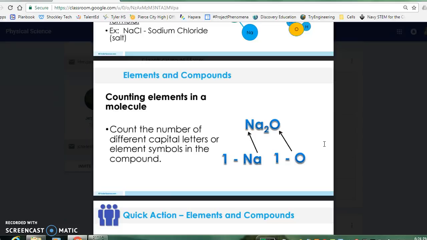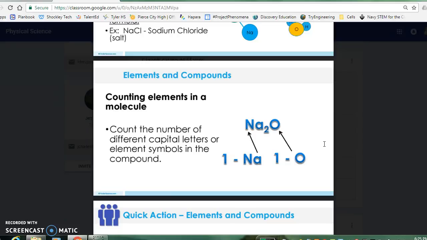So in this case, Na2O, we have two capital letters, the N and the O, so that tells me those are two different elements. Na represents sodium, and O represents oxygen. So I have two different elements. Now you notice after the sodium element, we have this subscript, the number 2. That tells you how many atoms there are in this particular molecule. So I could say that I have 2 atoms of sodium.